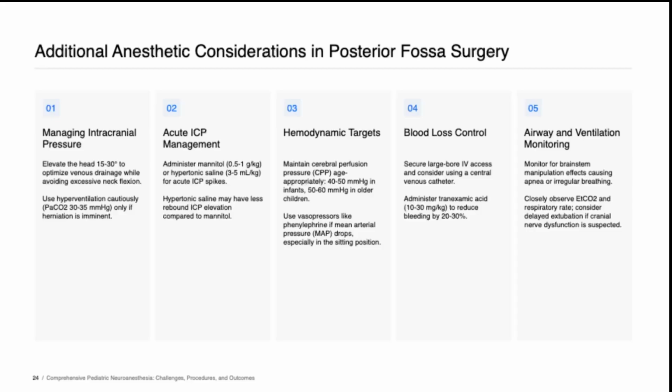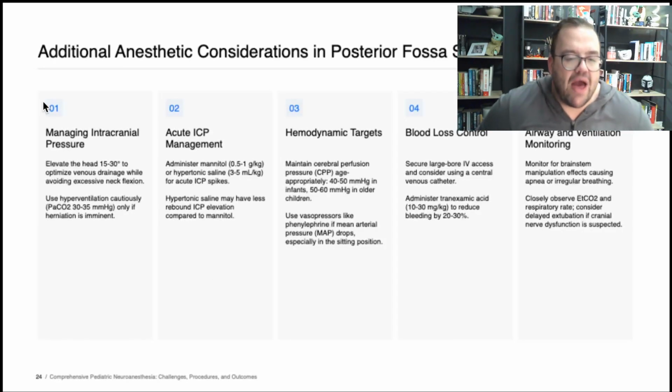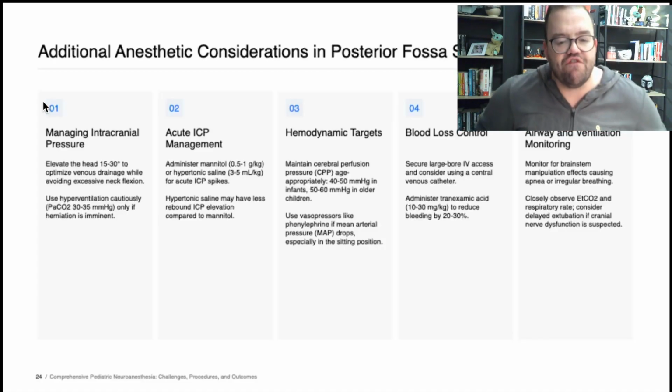You need to manage intracranial pressure by elevating the head, as we've said, making sure that you have adequate venous drainage of the jugular veins, and then use transient periods of hyperventilation only if needed, and only for a very short period of time if there is a high risk of herniation. You can give mannitol or hypertonic saline. As I said, the dose of mannitol is about 0.5 to 1 ml per kilogram, and the dose of hypertonic saline that I use is 3 to 5 ml of hypertonic saline per kilogram.